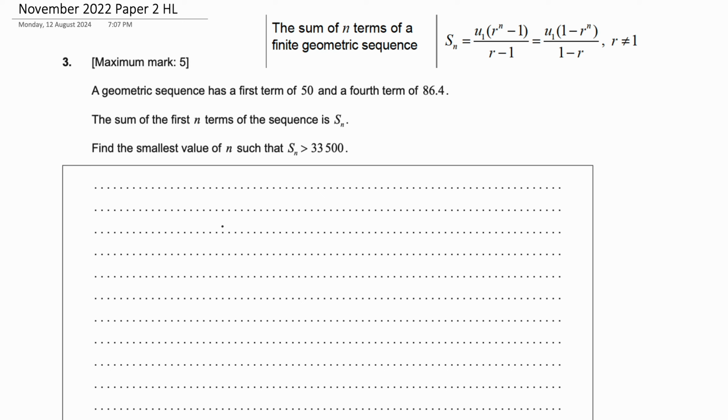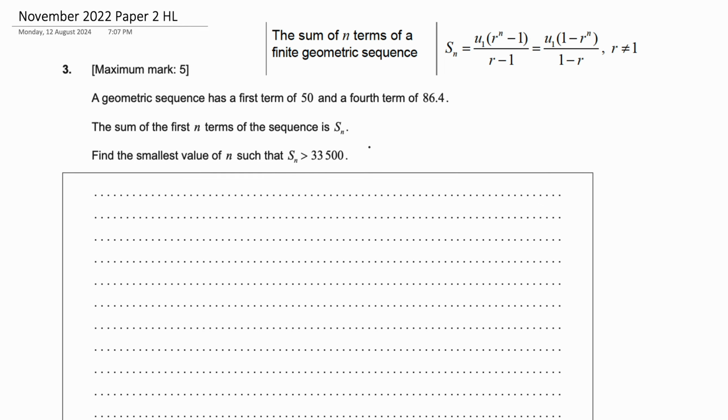Today we're going to be solving a problem from the Mathematics AAHL Paper 2 examinations. This is a 5-marker. Let's get started. A geometric sequence has a first term of 50 and a fourth term of 86.4. The sum of the first n terms of the sequence is S of n. Find the smallest value of n such that S of n is greater than 33,500.